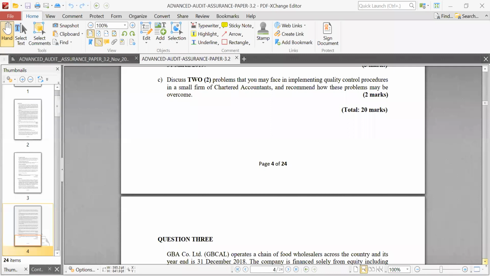Okay, so because it's a small firm, it might not be structured or well systematized to be able to embrace some of these control procedures. So yes, that's true.